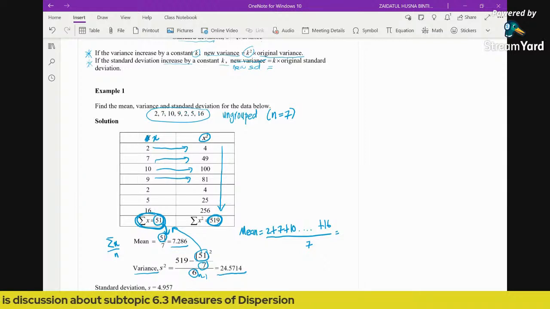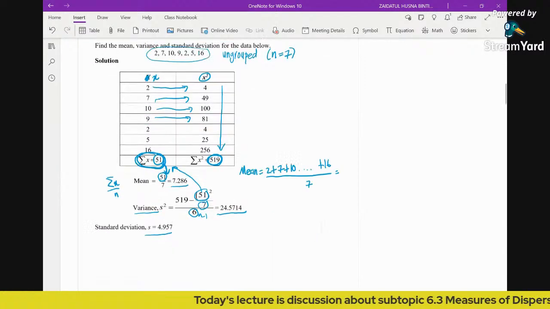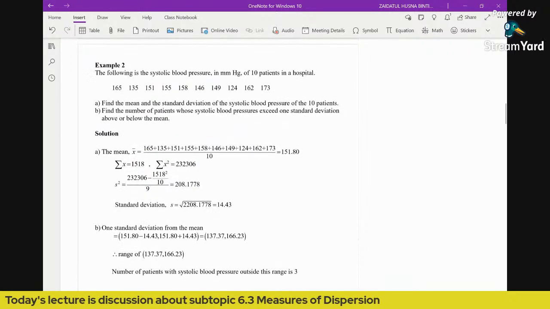So it's all about substituting into the formula. It's just about using the formula correctly. All right, so this is for ungrouped data. And let's see a second example of ungrouped data.